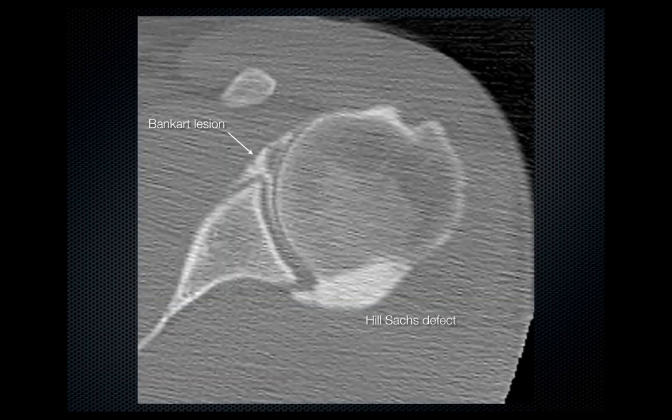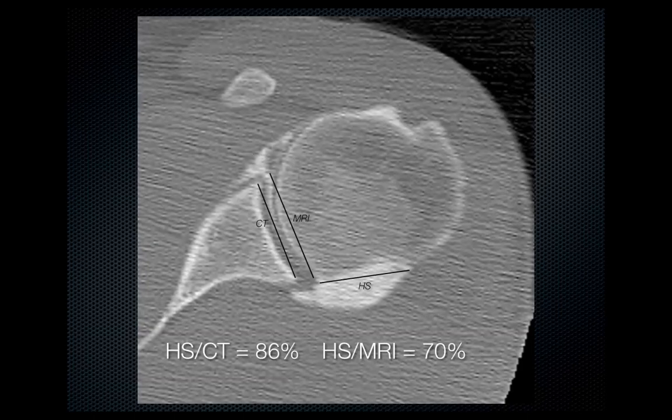We can see here in this axial view of our CT arthrogram the Bankart lesion as well as the size of the Hill-Sachs defect. If one is using an MRI scan and including the labral and articular cartilage, we can see how it is easy to undercall the size of the Hill-Sachs lesion. CT arthrogram is therefore a fairly accurate way of assessing this.